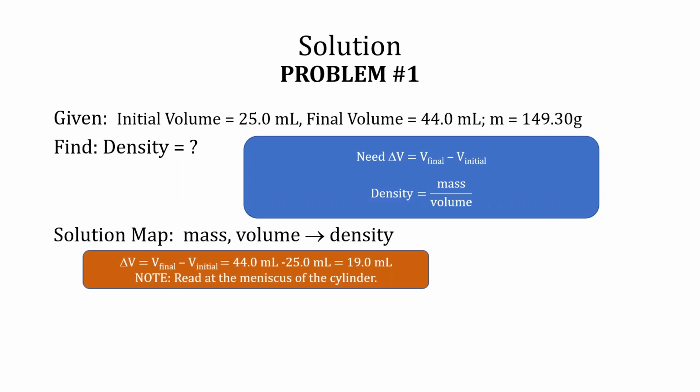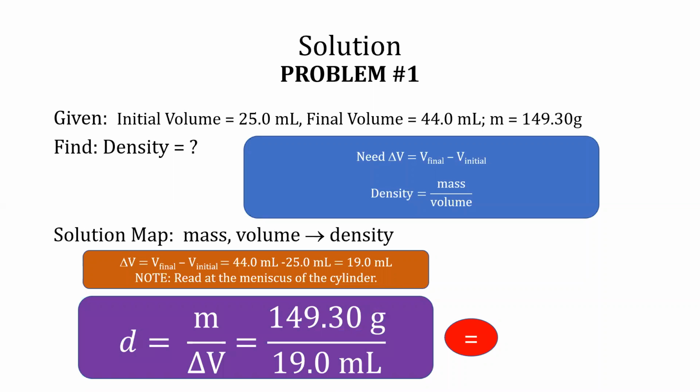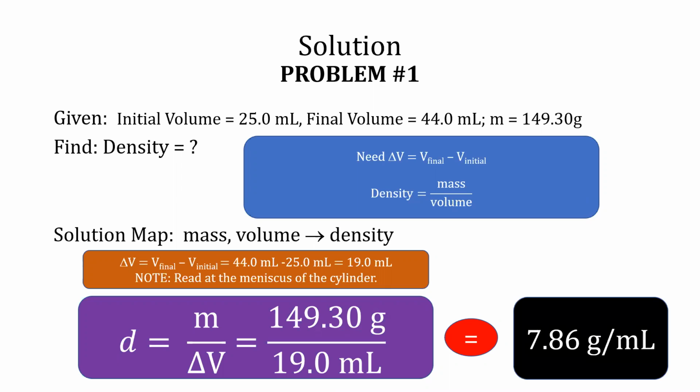First, it is found that the volume is 19 ml. Always read the volume of the liquid at the meniscus of the cylinder. The density is found by taking 149.30 grams, its mass, and dividing by 19 ml, the volume, for a final density value of 7.86 g per ml.